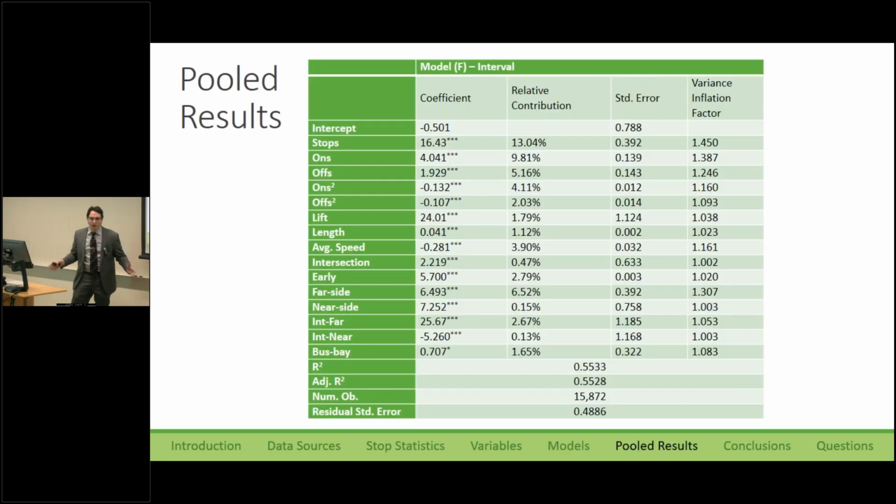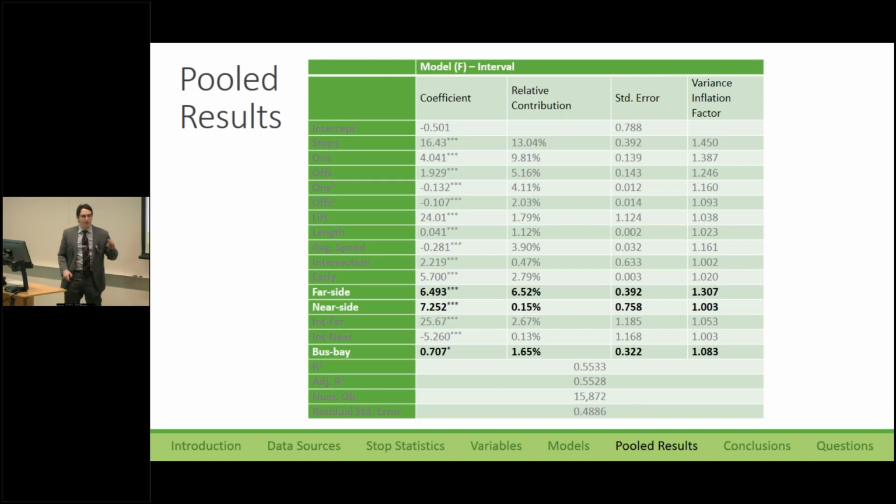The pooled results are really what we're after, trying to look at how to predict dwell on a route. And so let's start with these 3 variables, which couldn't be in the other one, because a far side stop, for example, and a near side stop is always 1 or always 0 at any individual stop. They fall out of the model. When you add them in here, they can account for about 8% of the total variability. Far side stops and near side stops add about 7 seconds to the estimated dwell time just because of what they are. A bus bay will add a second as well, just by being there.